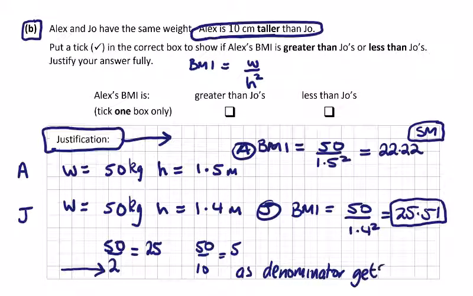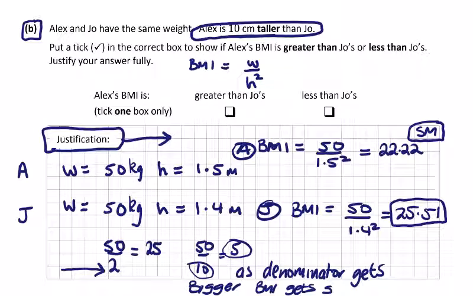gets bigger, which is what we have going on here, BMI gets smaller. As the denominator gets bigger, the BMI gets smaller. So we can say that Alex's BMI, just read it carefully, is less than Joe's. So just take your time with these explaining questions.